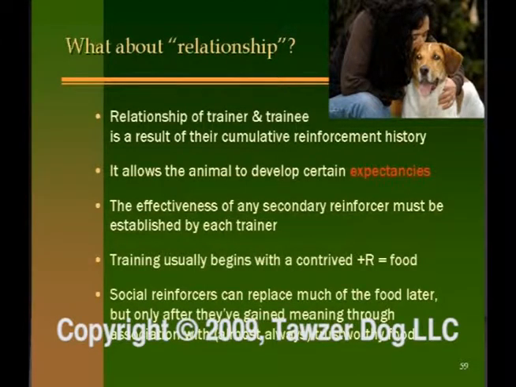So the relationship of the trainer and the trainee is a result of their cumulative reinforcement history. I'm thinking of Morten Engveld, the wonderful trainer from Norway, talking at the Clicker Expo panel discussion. When someone brings up the word relationship, he gets this face. He goes, you don't talk to a scientist about relationship. But I think that's maybe a little strict.